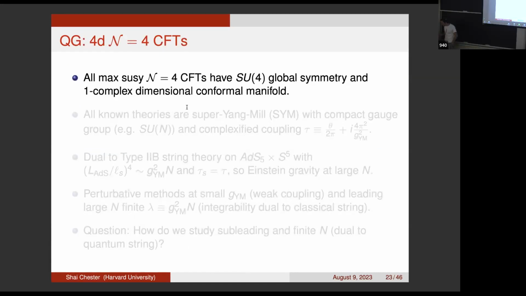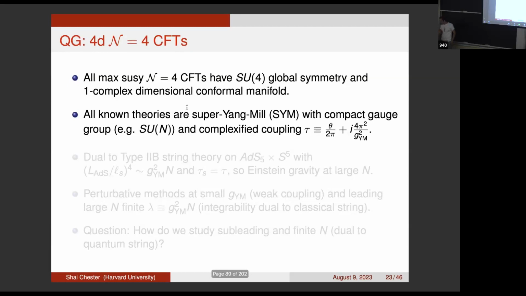Okay, so let's start with N=4 super Yang-Mills. A brief review of this theory. All maximally supersymmetric N=4 CFTs have SU(4) global symmetry and a one complex dimensional conformal manifold. This is without even assuming a Lagrangian. It's just based on symmetry. Now, the only known theories with maximal supersymmetry are super Yang-Mills with a compact gauge group, say for instance SU(N), and a complexified coupling, which is related to the gauge coupling as shown.